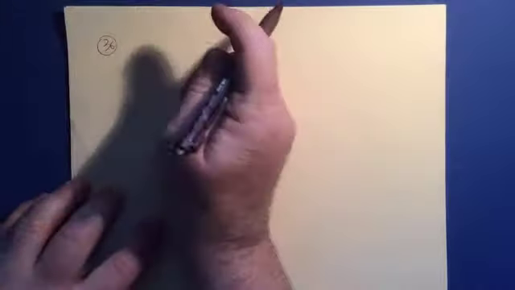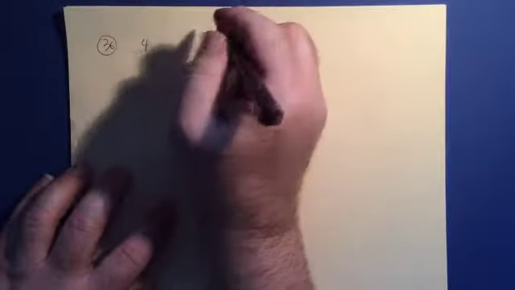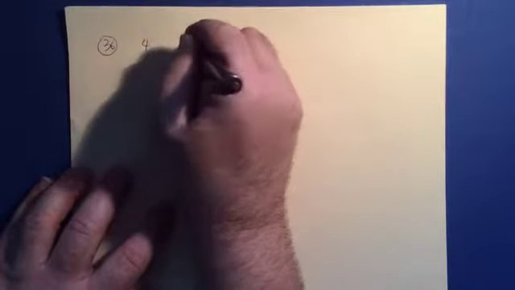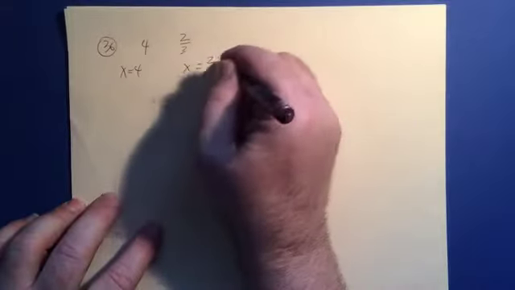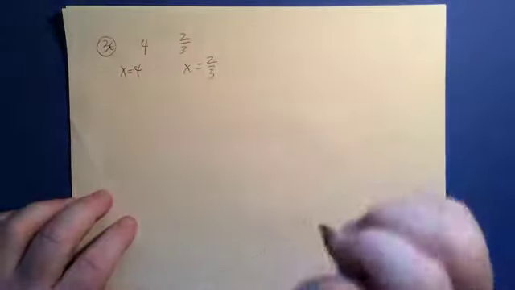Let's see what one looks like when we use fractions in the problem. So let's go ahead and take a look at 36. We'll put 2 problems on this page and try to save paper. So we have 4, and then we have 2 over 3. Letting x equal 4 is not so bad, but setting x equal to 2 over 3, that's a little trickier.